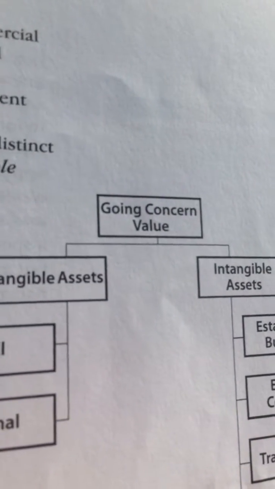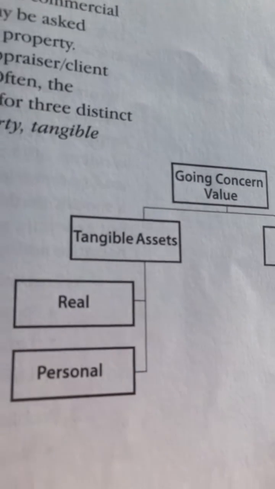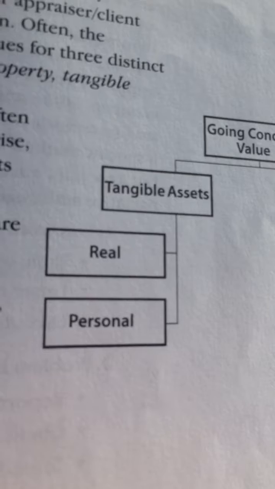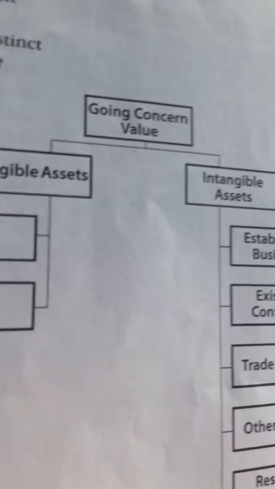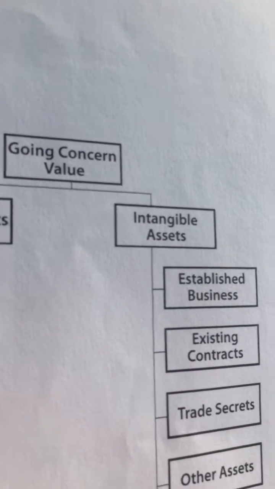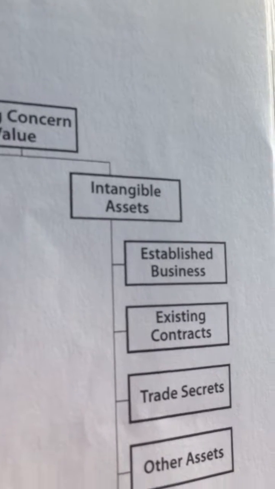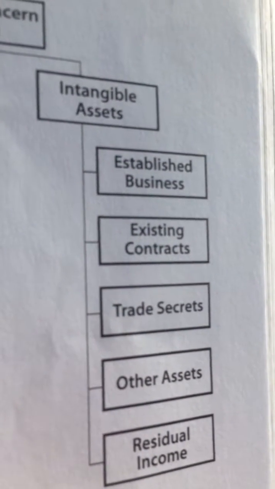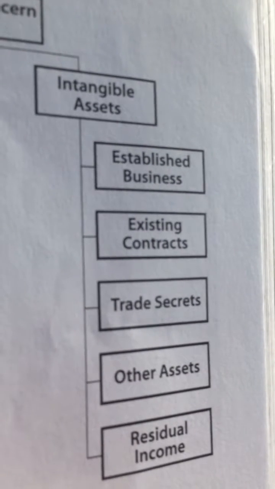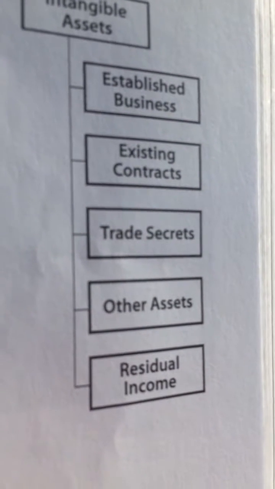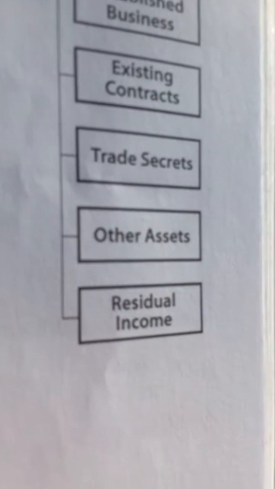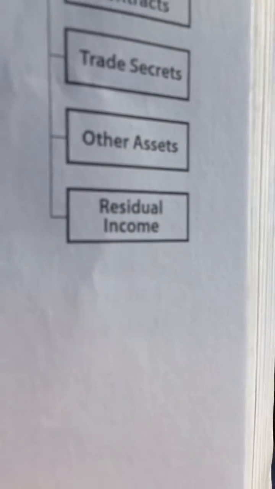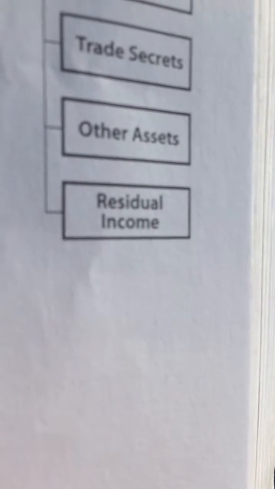Going concern value. You go down to the left, you have tangible assets, then you have real, then you have personal. On this side, you have intangible assets. Beneath that is established business. Underneath that is existing contracts. Underneath that is trade secrets. Underneath that is other assets. And underneath that is residual income.